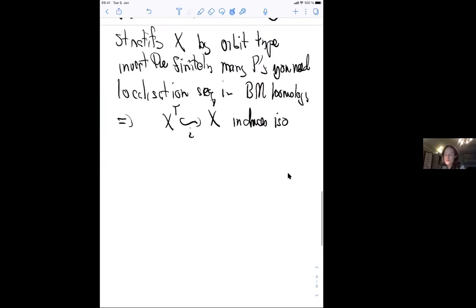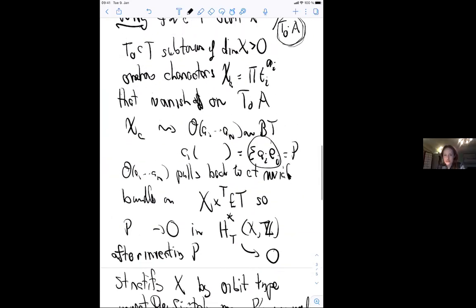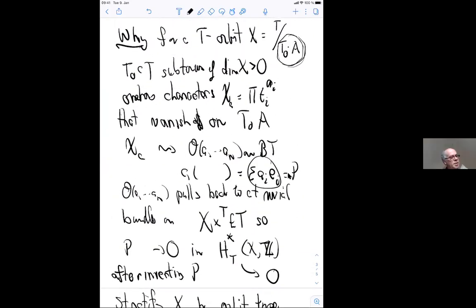Sorry, what's the assumption on capital A? It's just some finite group. I'm just saying if you have a positive dimensional T orbit, a homogeneous space, it'll be T modulo some subgroup that's a proper subgroup. And all the proper subgroups in the torus are going to be a subtorus times some finite group. It's not a product, it's just generated by a subtorus and some finite group.